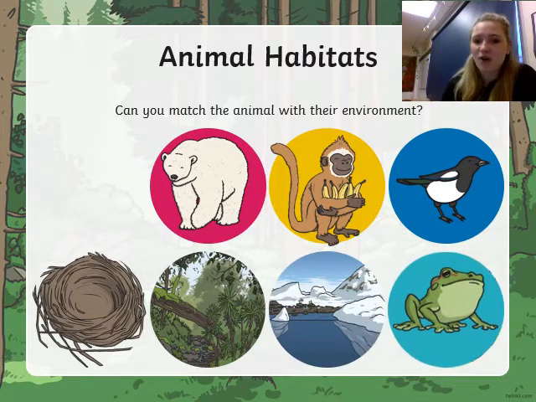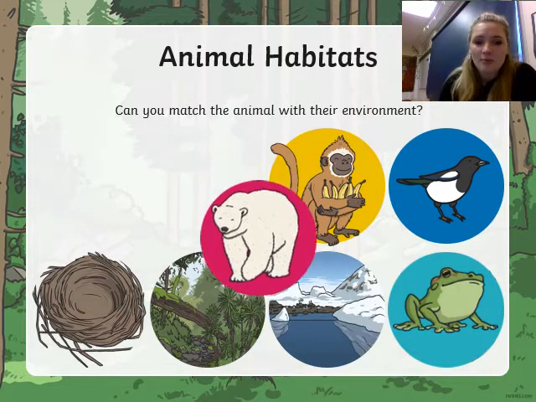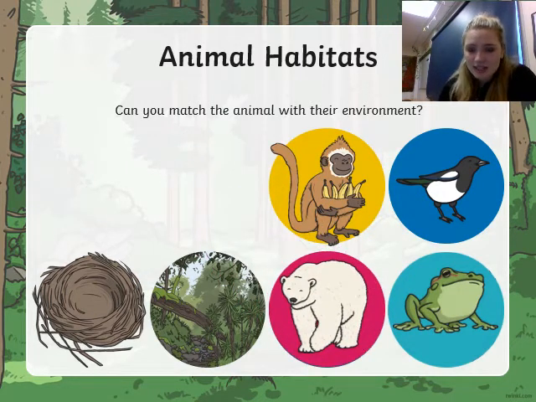Okay, you should have obviously said the frog lives in the pond because it likes to be around water. It's obviously an amphibian, so it can breathe in and out of water as well. The polar bear lives in the Arctic. It's obviously white, so it's camouflaged with the snow. It's also got thick fur and blubber to keep it warm in the winter, in the cold.